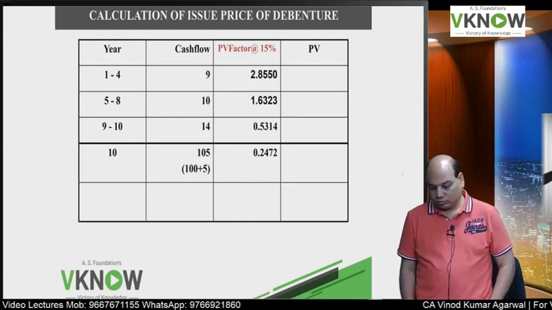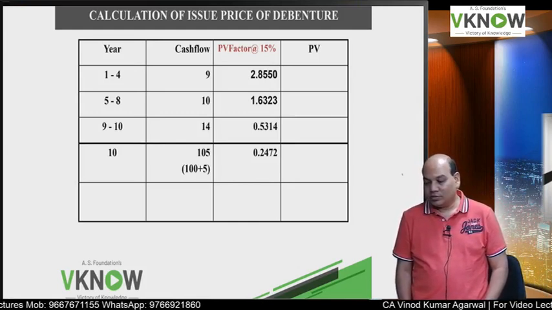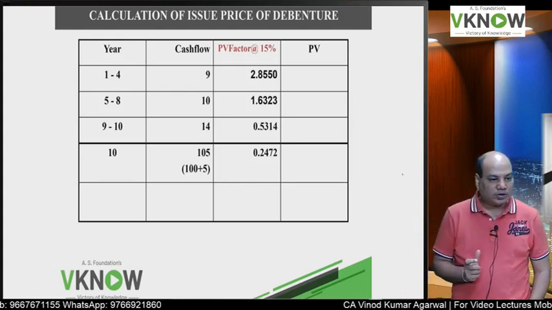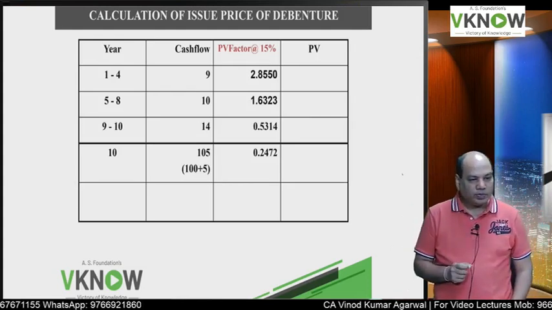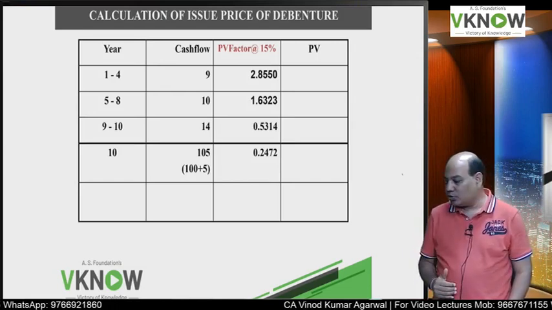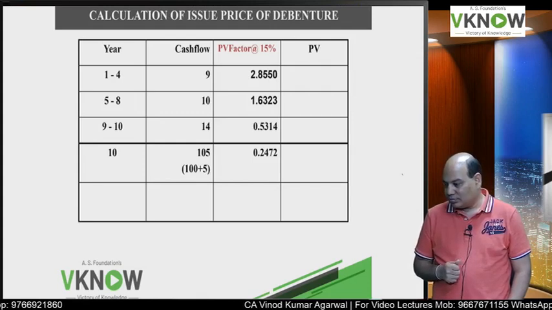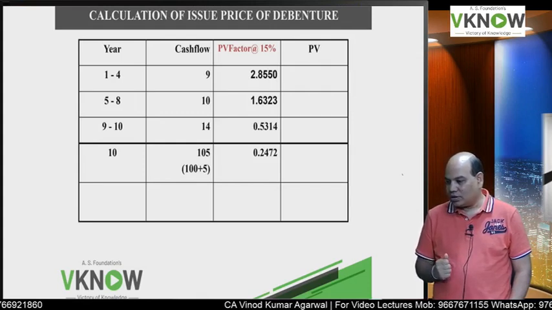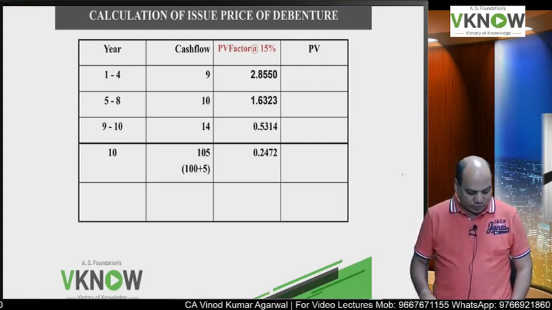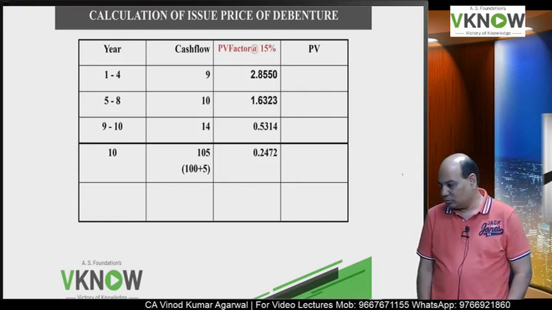0.2472. Now multiply and add. Please write down everything. How to multiply and add? Use memory plus function and add. Let me see who gives me the answer first. Whether Divya will give the answer first, Soumya will give, Hari will give, Nitin will give, or any other student.